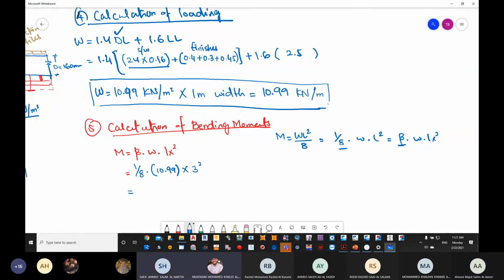12.36 kilonewton meter per meter width. So this is my M value.